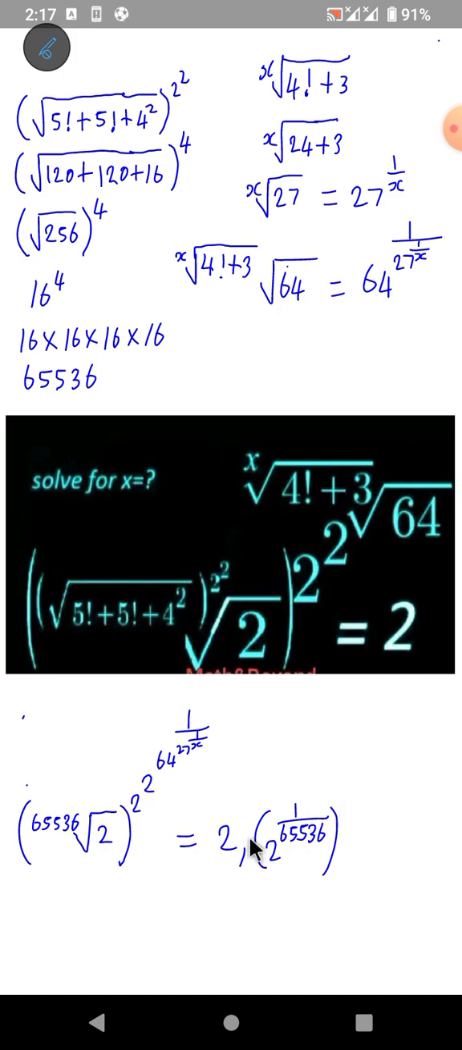Now, this expression here is the same as this. All raised to the power of what? These 2 raised to the power of this other 2 here. Then now raised to the power of 64. Then 64 raised to the power of 1 over 27 raised to the power 1 over x. Then all equal to 2. This 2 is the same thing as 2 power 1. So then we continue again.